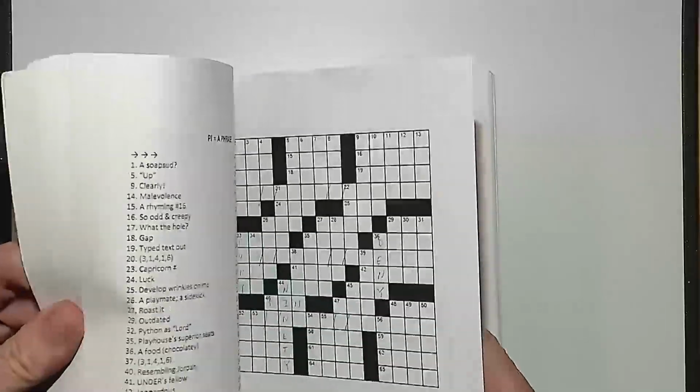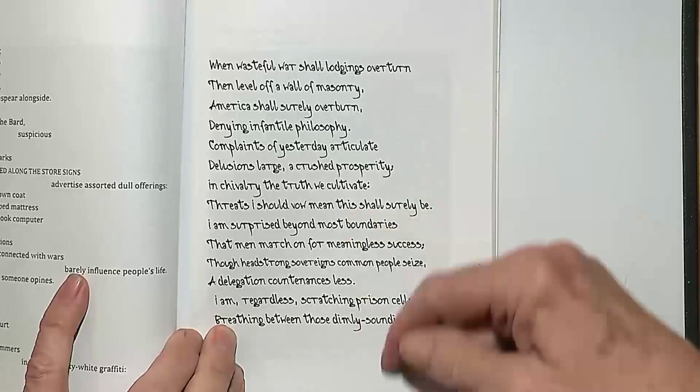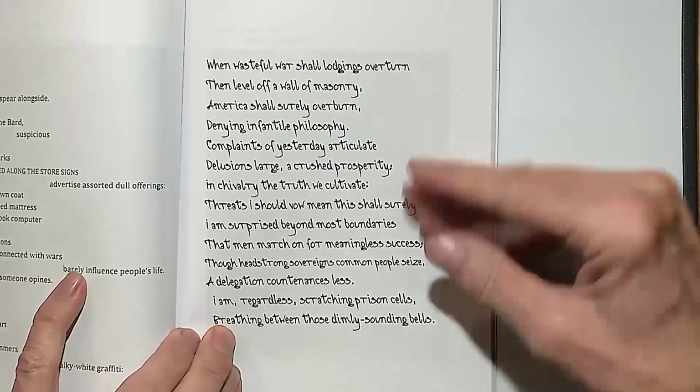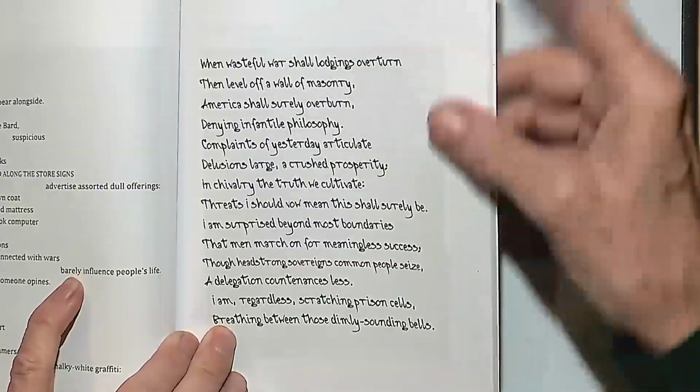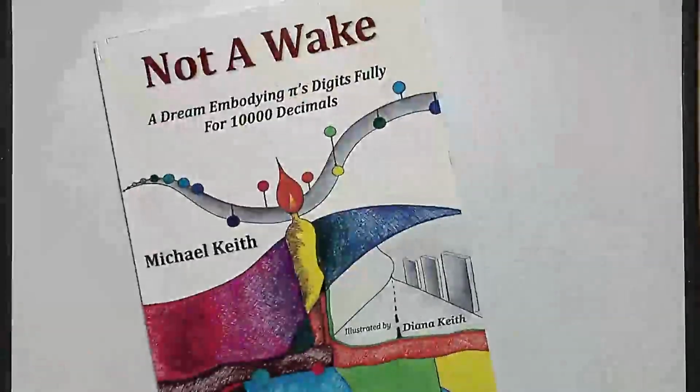Let's see if I can find it. I think that was page 60. No, where is it? Okay. Yeah, here we go, page 78. 14 lines, exactly the right kind of masculine, feminine rhymes, and so on. So, Mike Keith's tribute to Pi.